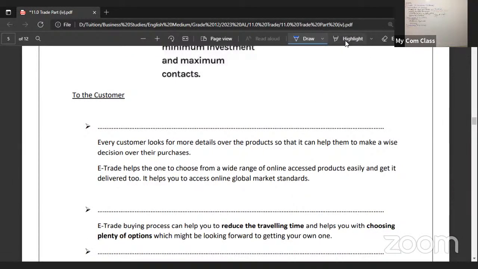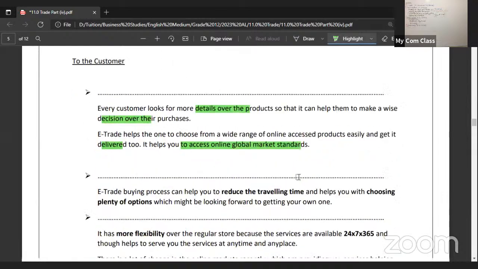Every customer looks for more details over the product so that it can help them to make a wise decision, right? E-Trade helps the one to choose from wide range of online access products easily and get it delivered too. So it helps you to access online global market standards, right?